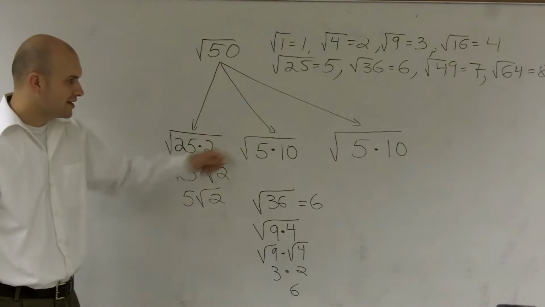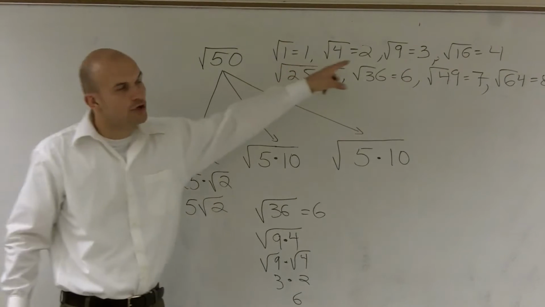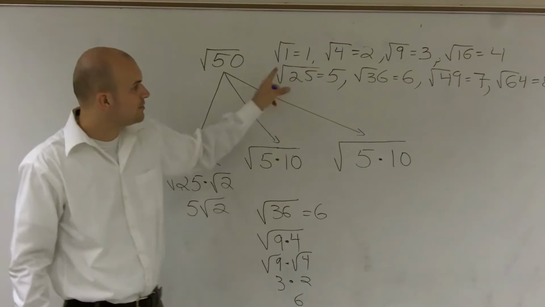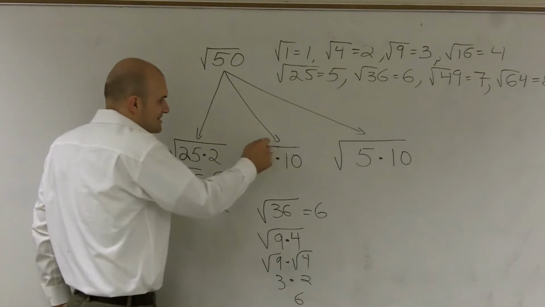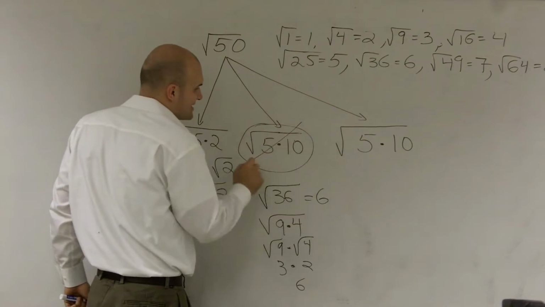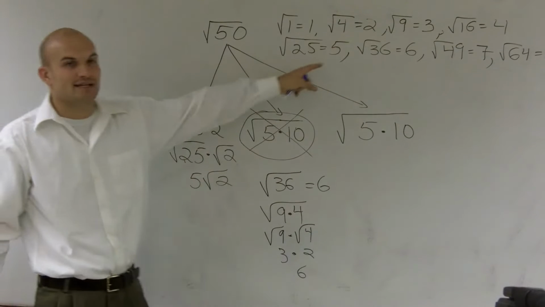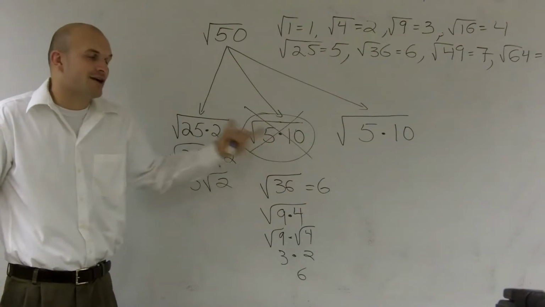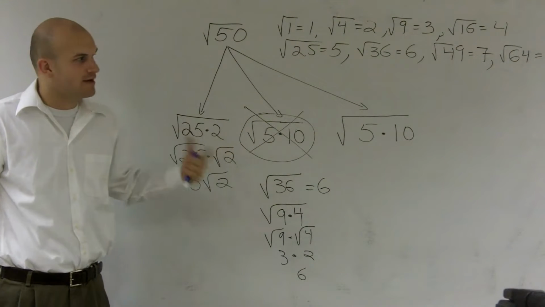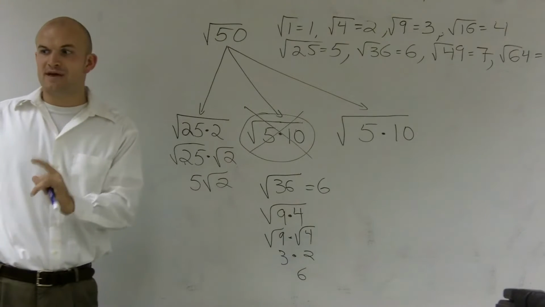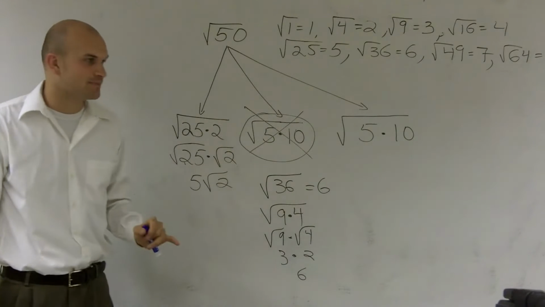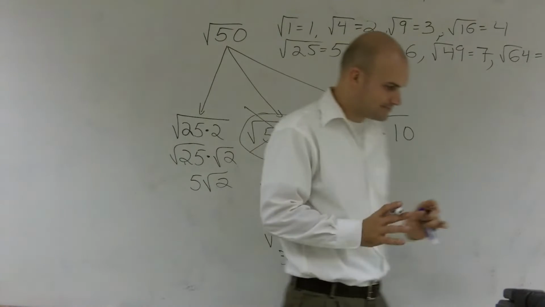Done. Here, can you take the square root of 5? No. Can you take the square root of 10? No. So this is not how you simplify a radical. You have to choose numbers that you can take the square root of. 5 and 10 are not any two numbers you can take the square root of. However, if you want to use it by factoring, you can choose 5 and 10. So here's how you use it by factoring.